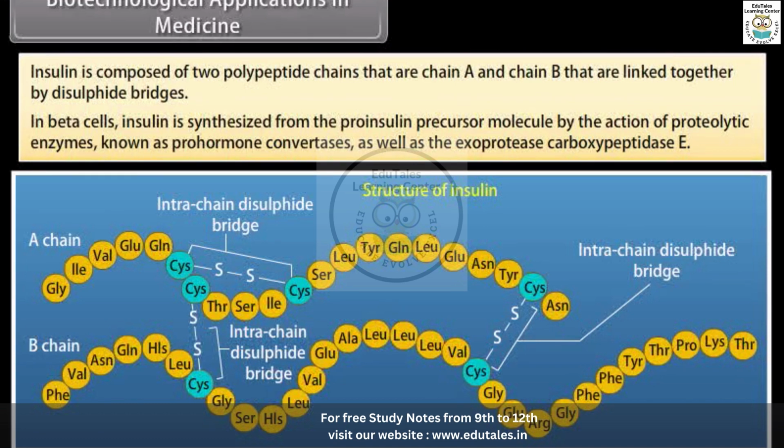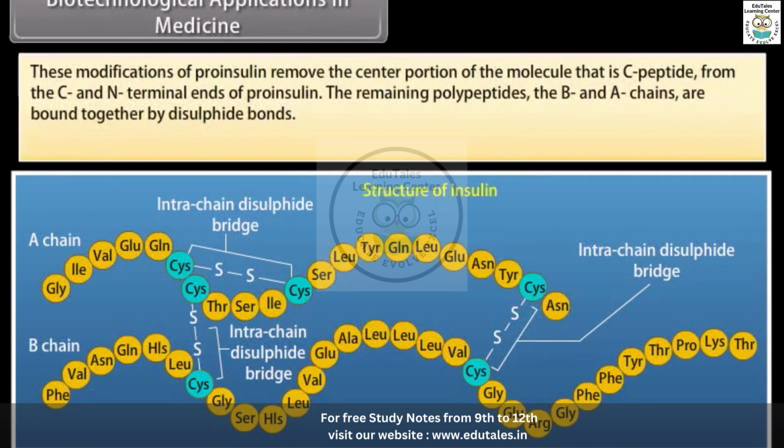prohormone convertases as well as exoprotease carboxypeptidase E. These modifications of proinsulin remove the center portion of the molecule, that is C-peptide, from the C and N-terminal ends of proinsulin. The remaining polypeptides, the B and A chains, are bound together by disulfide bonds. The C-peptide is not present in the mature insulin.